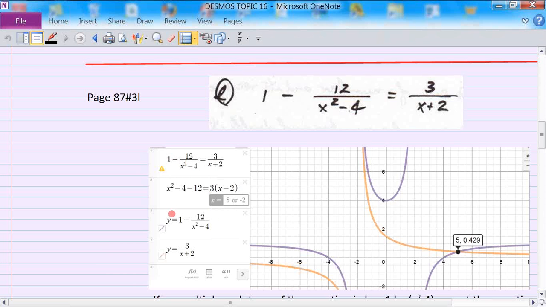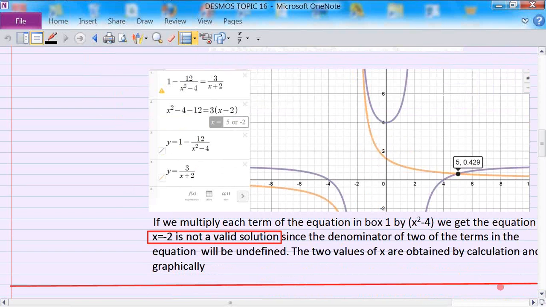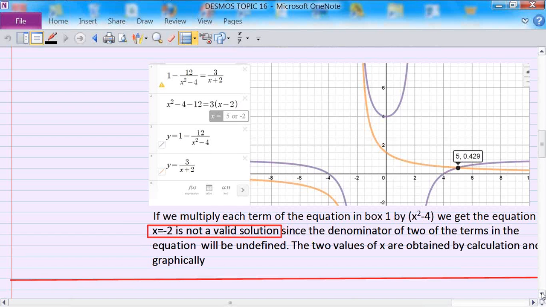Now what I've done here is to plot the left side of the equation and then plot the right side of the equation and look for a point of intersection. And you can see the only point of intersection is where x equals 5, which agrees with this. So I think this is a very neat way of showing it. x equals minus 2 is not a valid solution since the denominator of the two terms in the equation will be 0. Actually, the fractions will be undefined, not the denominator, but the denominator will be 0, which makes the fraction undefined.